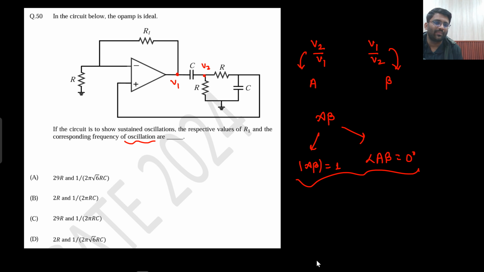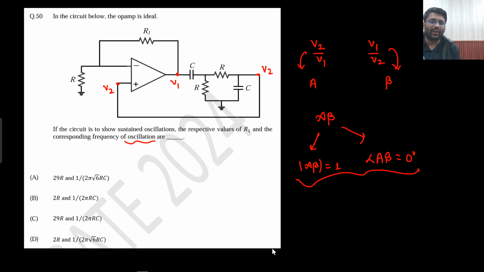So any two nodes you can pick. Now just let me know, is it very easy to go from V2 to V1 or V1 to V2? Which will be the easiest path? If I assume my V2 here, if I say this is my V2 node, this will also be V2 node. So directly from here to here I can write down the gain.